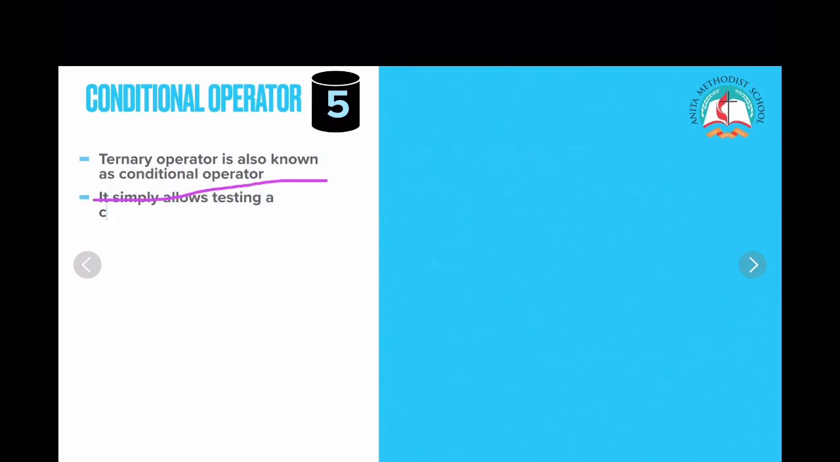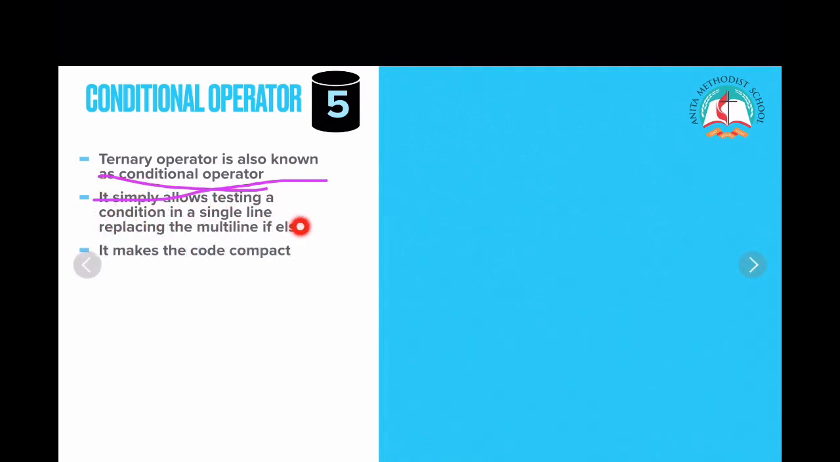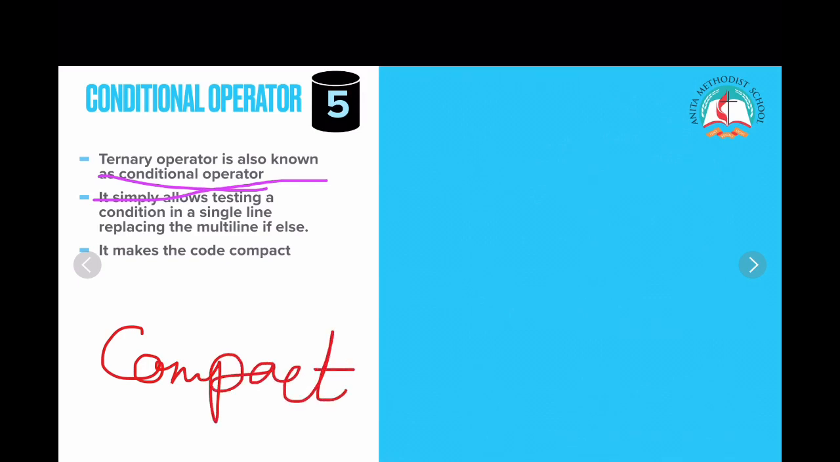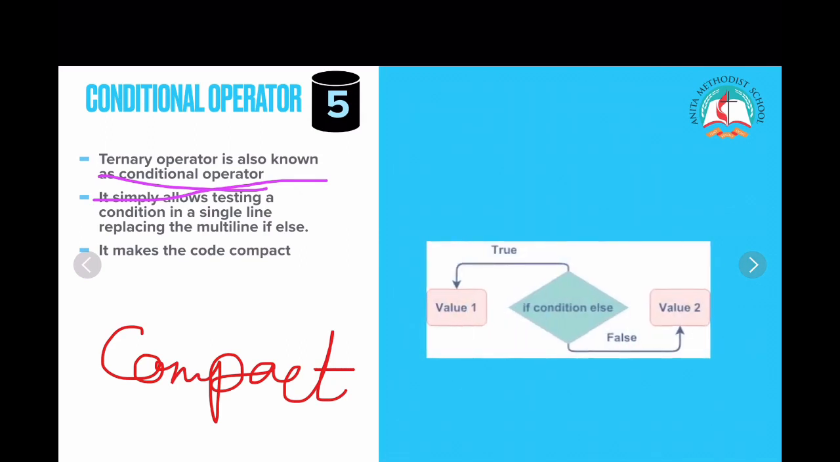The ternary operator is also known as the conditional operator. It simply allows testing a condition in a single line, replacing the multi-line if-else. It makes the code very compact. It's mainly used for replacing a multi-line if-else statement with a single line. So it satisfies two conditions at the same time. If the condition is true, what happens? Value 1 is printed. If the condition is false, value 2 is printed. Then we are going to see an example coding for it.